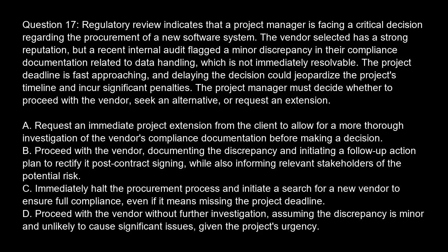Option A. Request an immediate project extension from the client to allow for a more thorough investigation of the vendor's compliance documentation before making a decision. Option B. Proceed with the vendor, documenting the discrepancy and initiating a follow-up action plan to rectify it post-contract signing, while also informing relevant stakeholders of the potential risk. Option C. Immediately halt the procurement process and initiate a search for a new vendor to ensure full compliance, even if it means missing the project deadline. Option D. Proceed with the vendor without further investigation, assuming the discrepancy is minor and unlikely to cause significant issues, given the project's urgency.